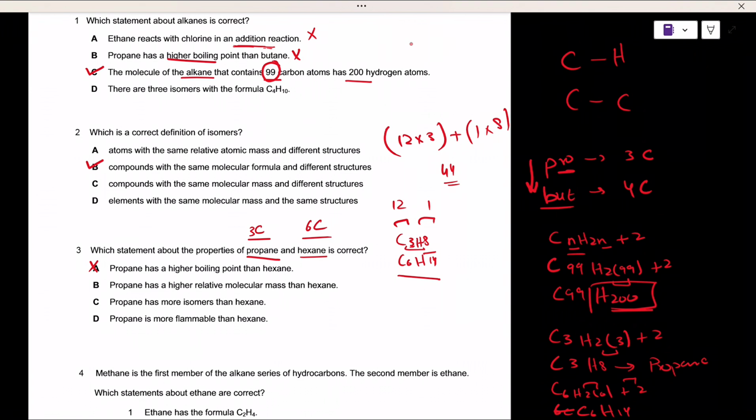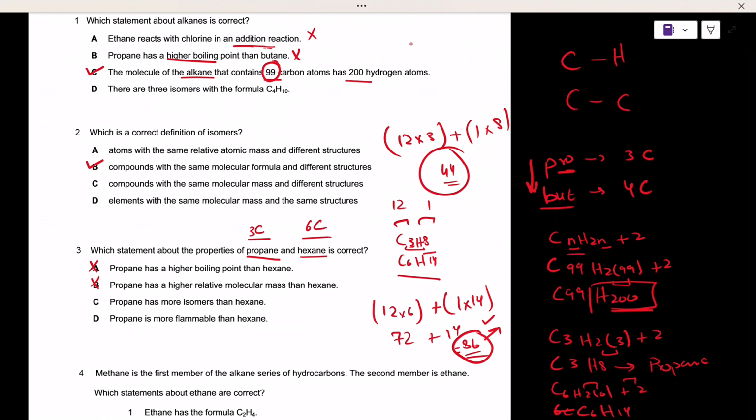The same way, let's look at this one. So 12 multiplied by 6, because there are 6 carbons, plus 1 multiplied by 14. So this is 72 plus 14, that is 86. So again, this is larger than this. So this option is also incorrect because the relative molecular mass for hexane is higher than propane.